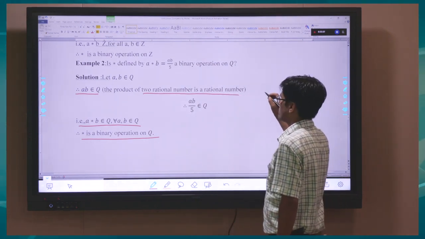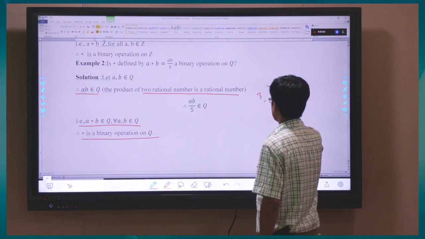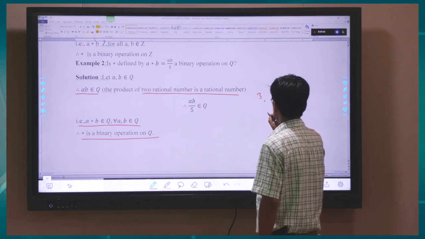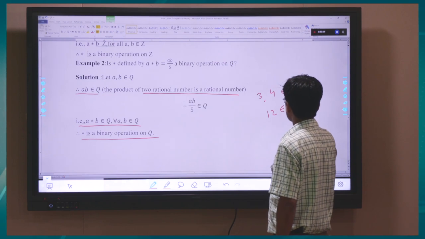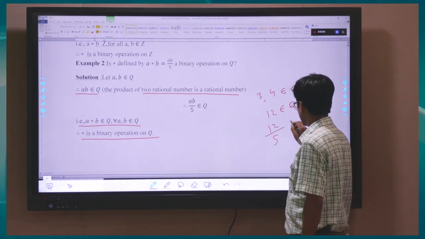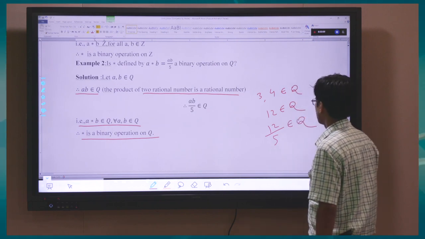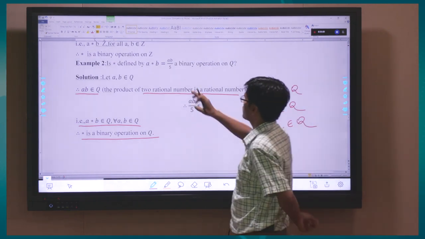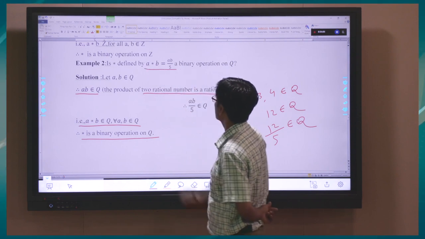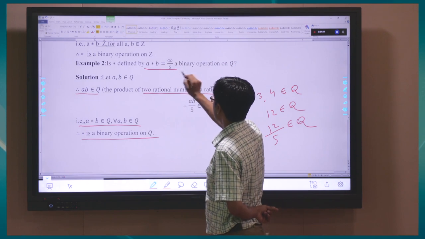You can take any two numbers, suppose 3, 4 belongs to Q. Obviously 3 into 4, 12 belongs to Q. And 12 by 5 also belongs to Q. This way we can prove that A star B is equal to AB by 5 is a binary operation on Q.